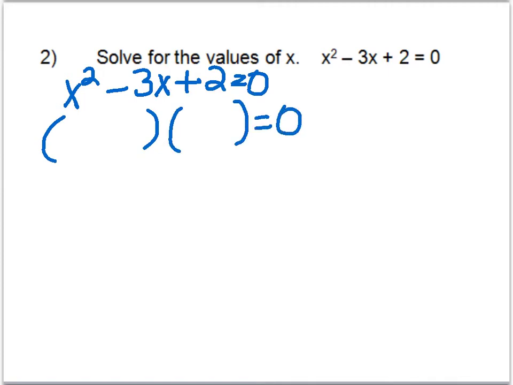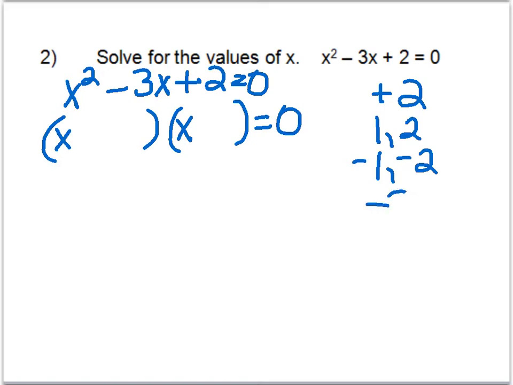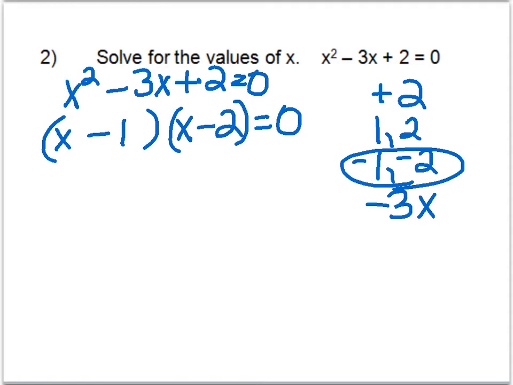Now, I know the only way I can get the first term is x times x to get x squared. How do I get a positive 2? Well, I can do 1 times 2, or I can do negative 1 times negative 2. And then I say, okay, which of those terms adds up to get me the middle term of negative 3x? Now I'm not multiplying anymore, I'm just adding, and it's a negative 1 and a negative 2.